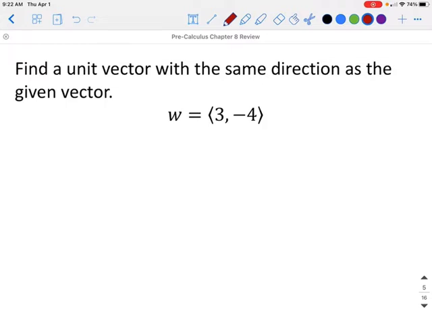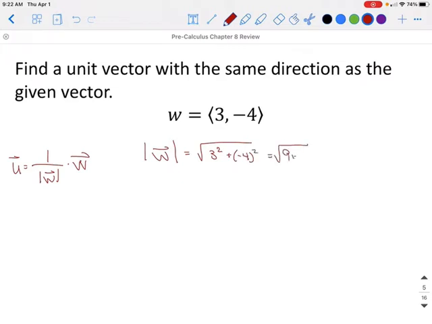We need to find the unit vector. To find the unit vector, you are going to do 1 over the magnitude of your vector times the vector itself. So let's find the magnitude of vector w first. So this is going to be 3 squared plus negative 4 squared, or 9 plus 16, which gives us radical 25, or the magnitude of vector w will just be 5.